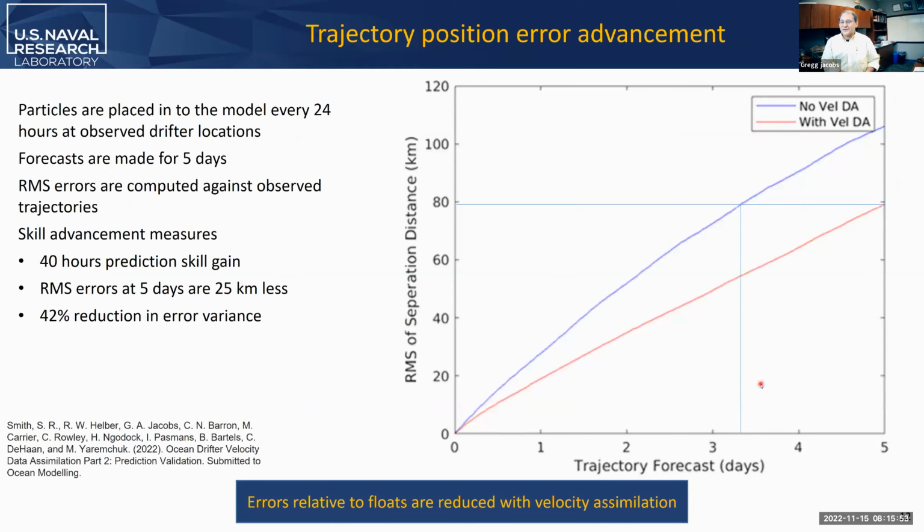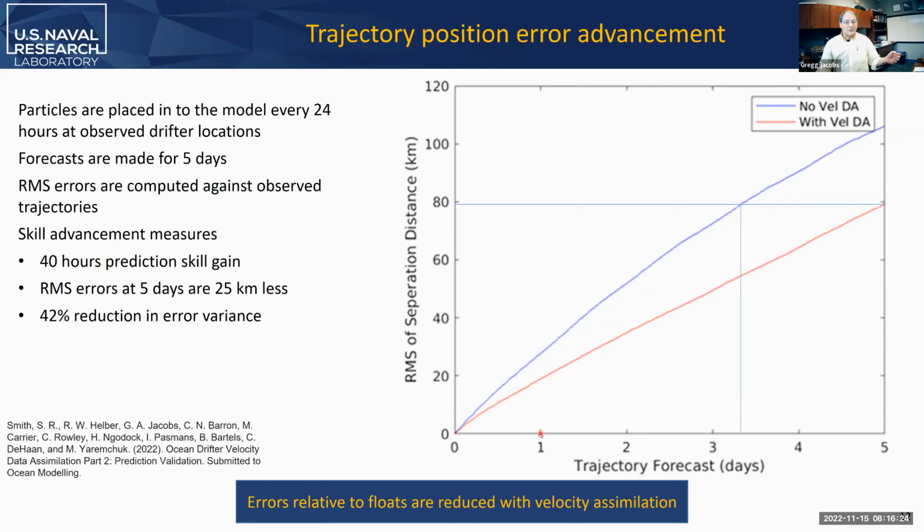One way to look at that is just the forecast trajectory error. So every day we could put particles in the model at the observed drifter positions, forecast their trajectories for 5 days for every day of the experiment. And on average, the blue line is the trajectory error without velocity data assimilation. And the red line is the trajectory error with velocity data assimilation. Great. At 5 days, we've reduced the trajectory error by 25 kilometers RMS.